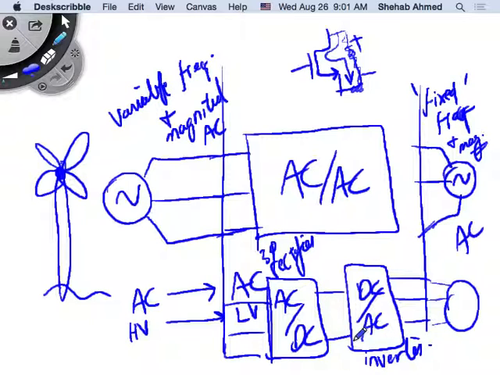Okay, so that's easier and cheaper to do than doing an AC to AC? I mean, that's what's used in industry, so I'm assuming it's cheaper, right?